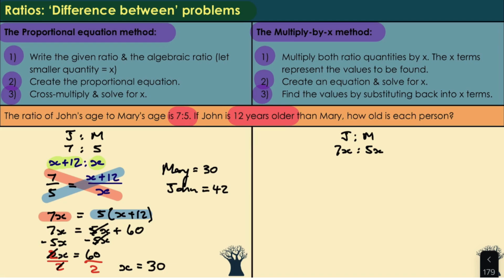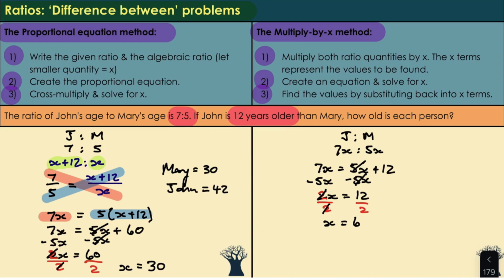Step 2, create an equation and solve for x. Now they tell us John is 12 years older than Mary. That means John, who is 7x, is 5x plus 12 years old. We subtract 5x on both sides. On the left we have 2x, 5x cancels, 12 comes down. Coefficient of x is 2, we divide by 2 on both sides. 2's cancel, x comes down, 12 divided by 2 is 6.